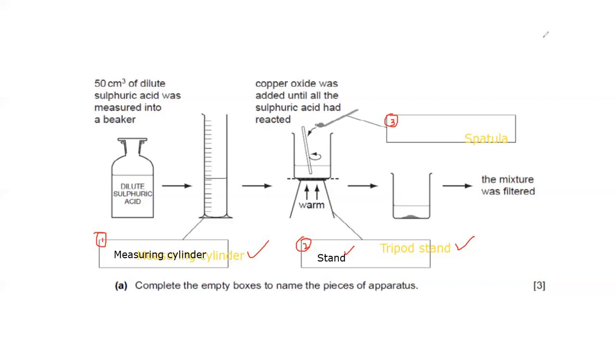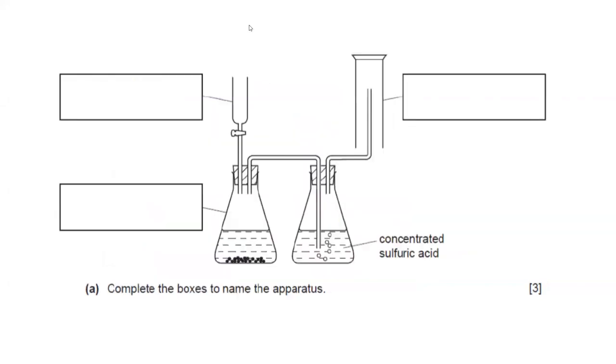Spatula. So the spoon which we use to add a small quantity of a solid, that spoon is known as a spatula. What is the apparatus in box 1?